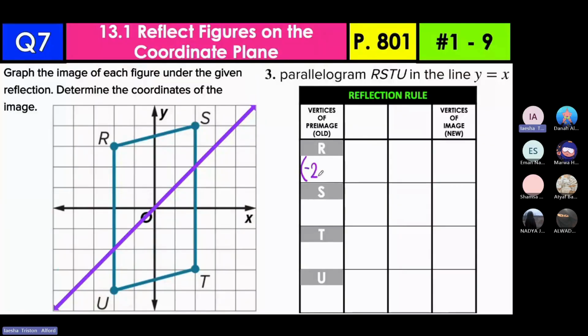So -2 and +3. Where is S? +2 and +4, right? So 2 units right and 4 units up. Where is T? +2 and -3. So 2 units right, 3 units down.